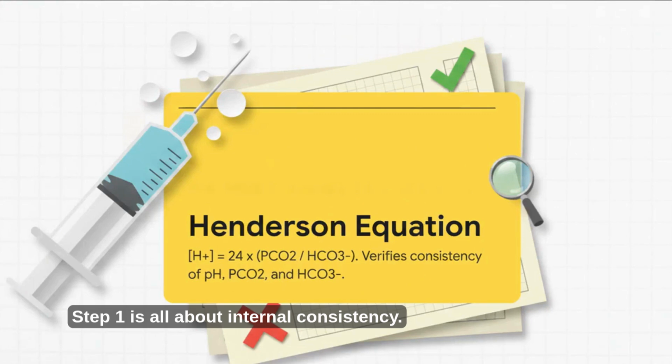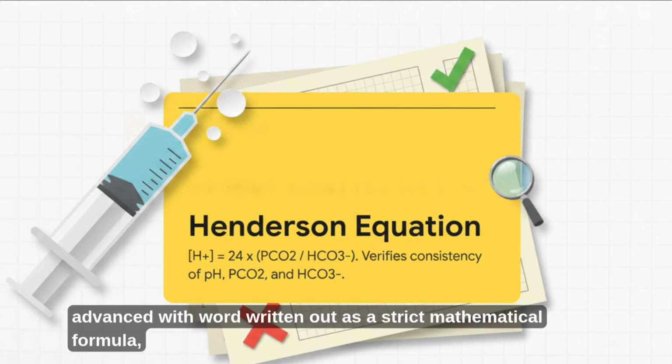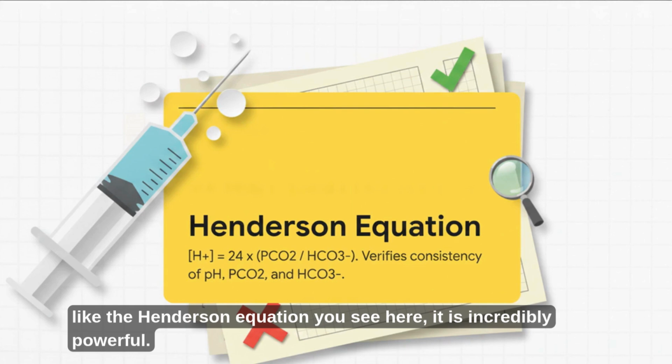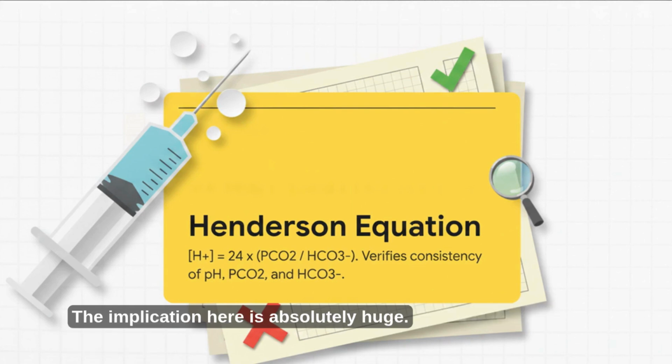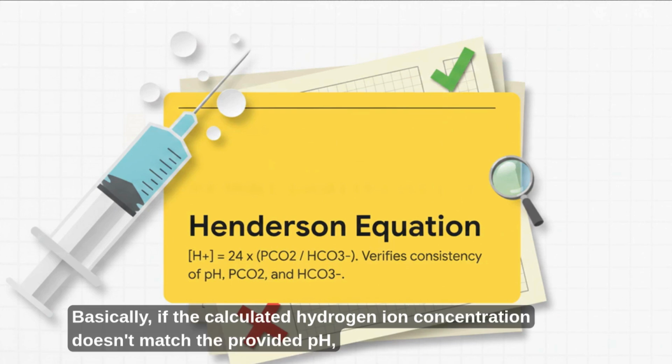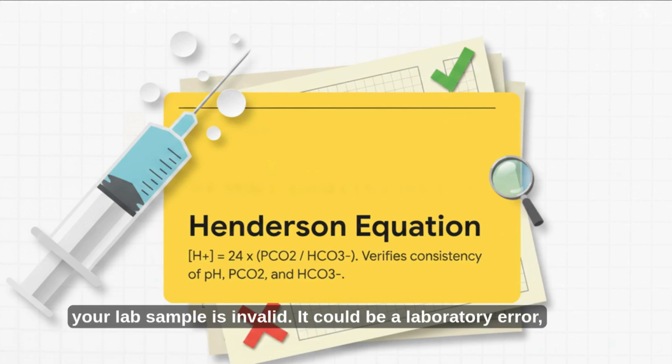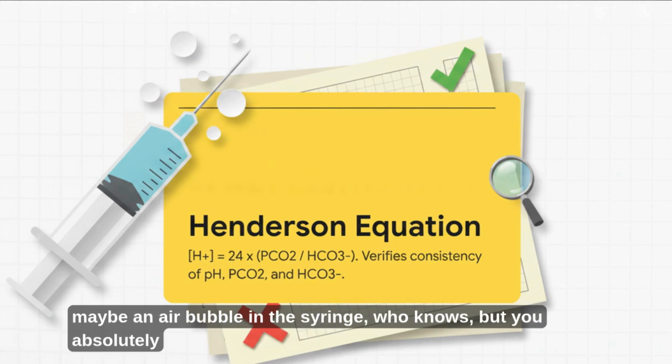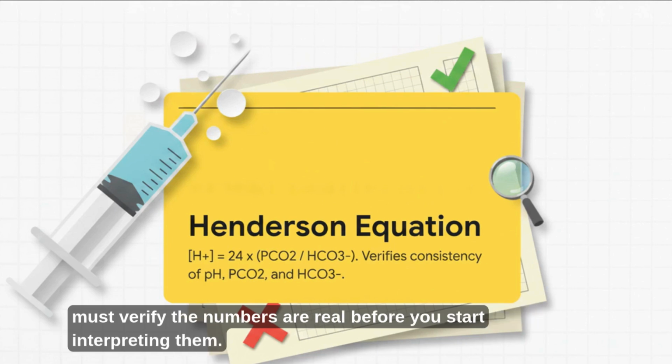Step 1 is all about internal consistency. Now, when decoding an ABG, it is incredibly powerful to have it written out as a strict mathematical formula, like the Henderson equation you see here. The implication here is absolutely huge. Basically, if the calculated hydrogen ion concentration doesn't match the provided pH, your lab sample is invalid. It could be a laboratory error, maybe an air bubble in the syringe, who knows, but you absolutely must verify the numbers are real before you start interpreting them.